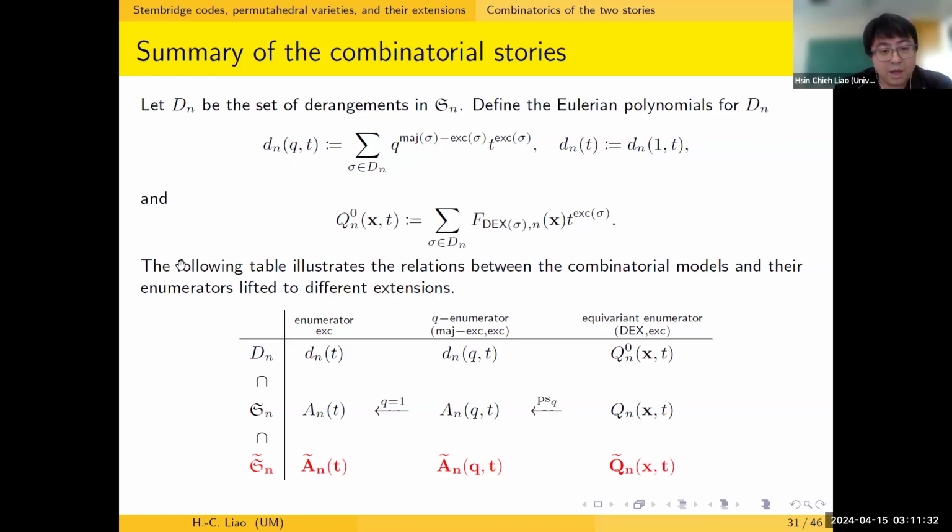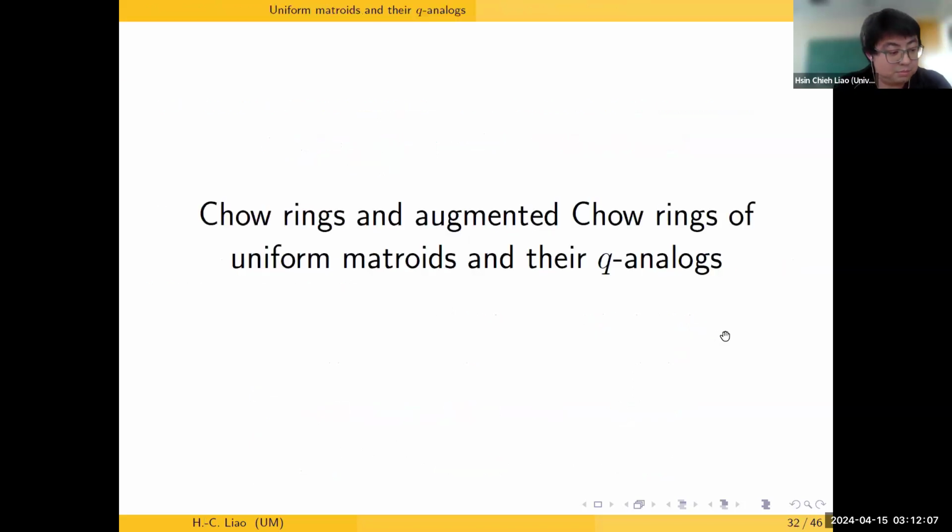Then we will have the following table that illustrates the relations between the combinatorial models, which are right here, and their enumerators, these things lifted to different extensions. And my contribution is, so D_n and S_n, these things were done by Shareshian and Wachs. And my contribution is adding these decorated permutations and interpreting all of these in terms of decorated permutations and using these statistics. Okay.